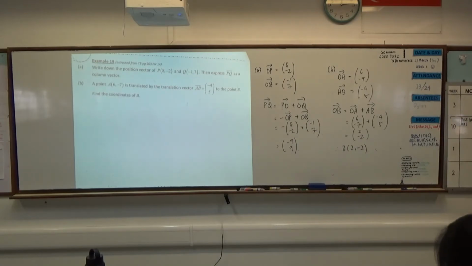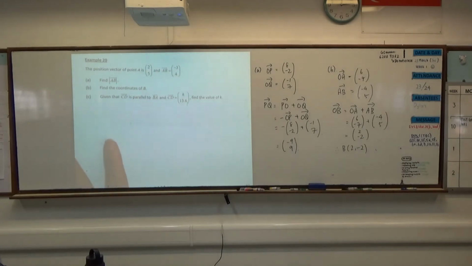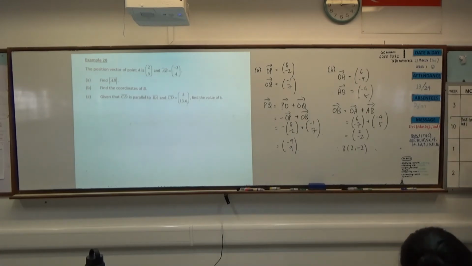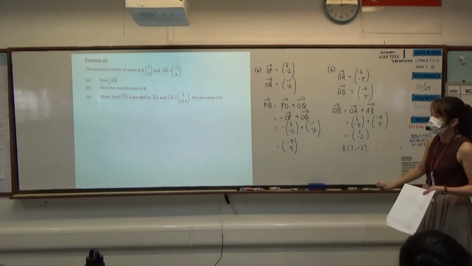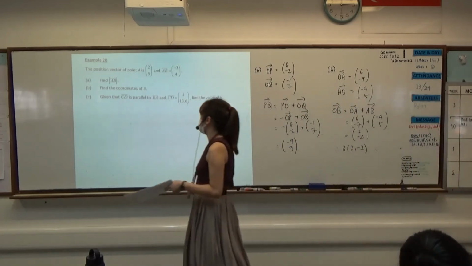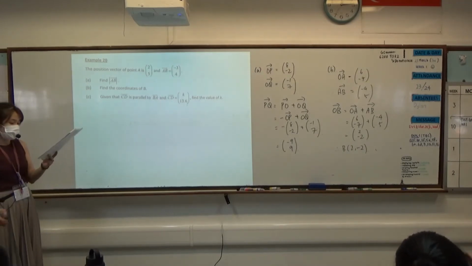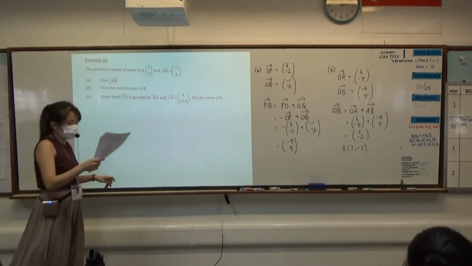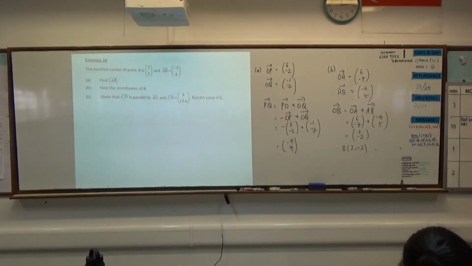Questions? Next, we take a look at example 20. We want to find the magnitude of AB. Then after that, part B, we want to find the coordinates of B, which can be done similarly to what we did in part B over here. Then it's given that CD is parallel to BA, and CD is given as that. We want to find the value of K. I want you to spend the next 5 minutes to do this example. Let me set my timer.